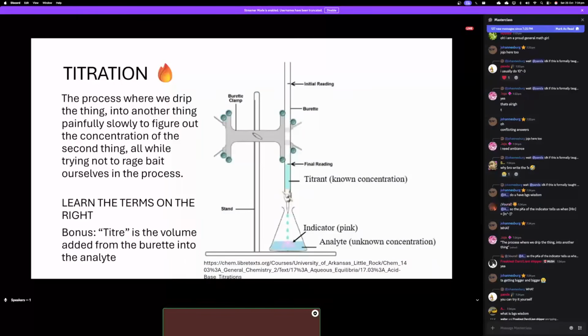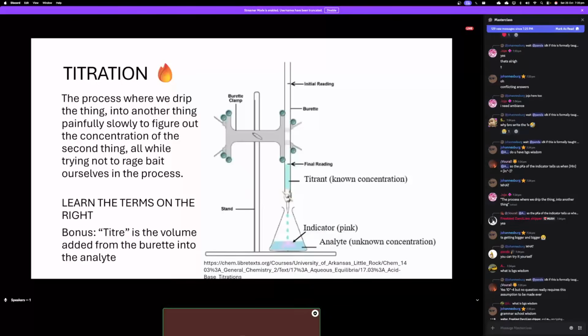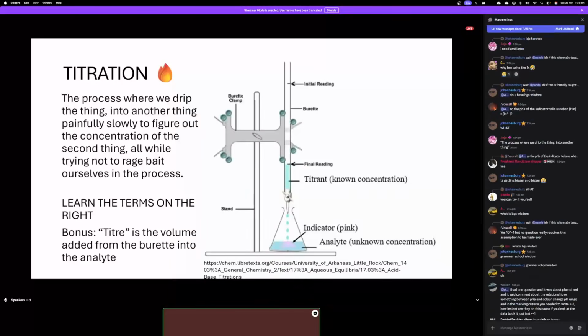I'm sure you've done a titration prac in class, and it's hell. But anyway, you need to know these terms. Titrant is the solution that we're putting into the beaker. I'm sure you've seen a basic titration process, so I'm not going to explain it from scratch. Analyte is the thing we're assessing. The indicator, in this case, is turning pink, but it could be any indicator. And then we have the burette. I don't think the actual terms matter too much, but these are the main ones: titrant, analyte, and indicator.